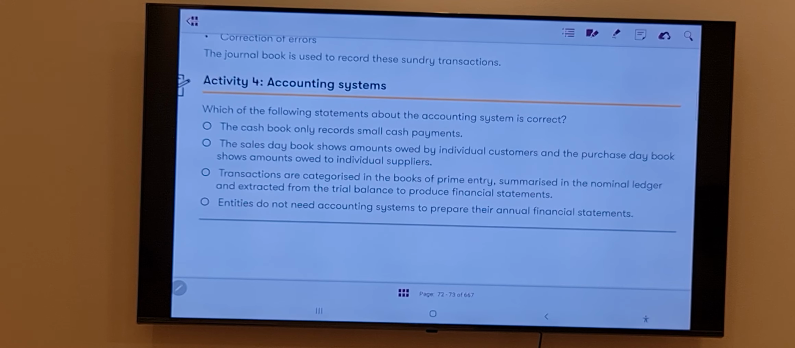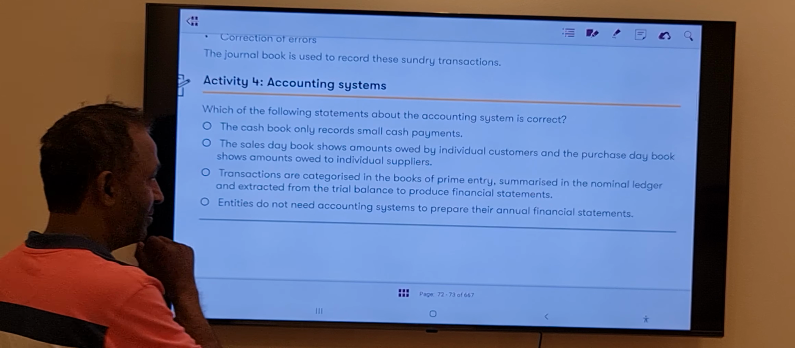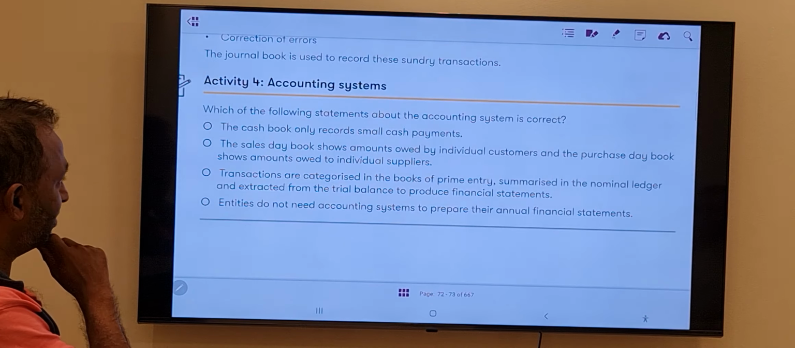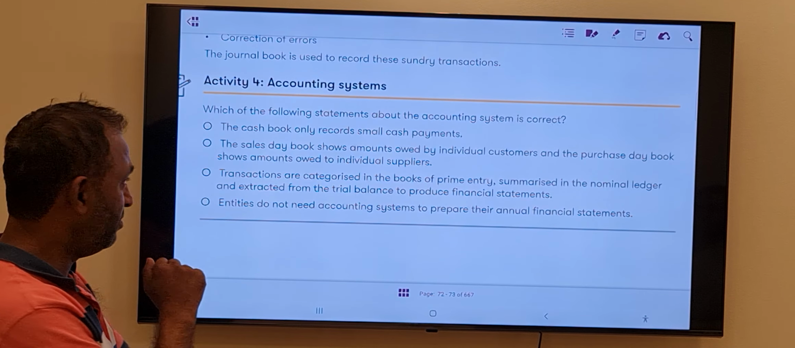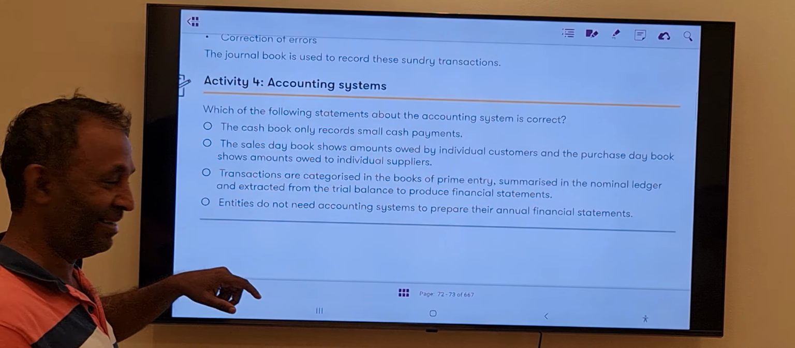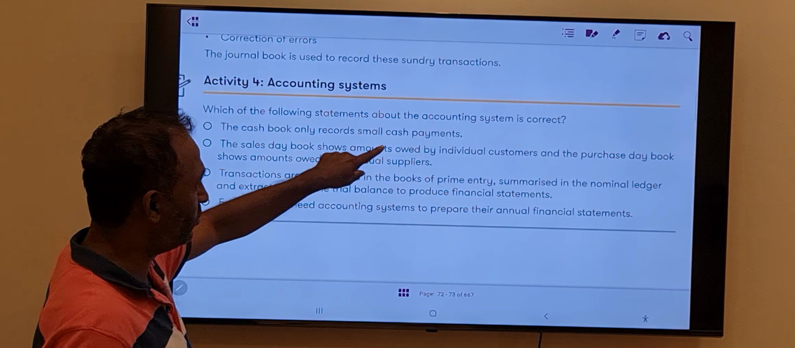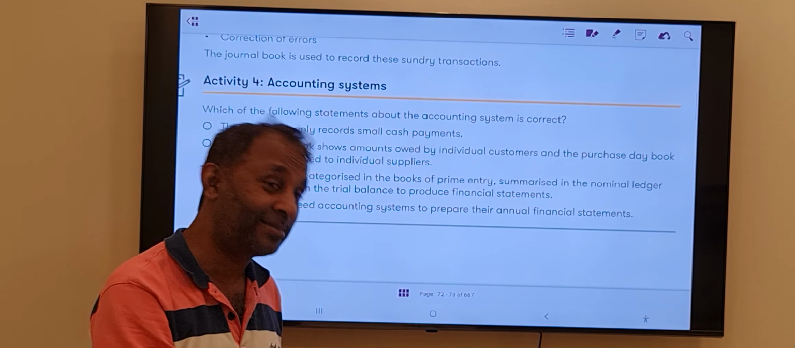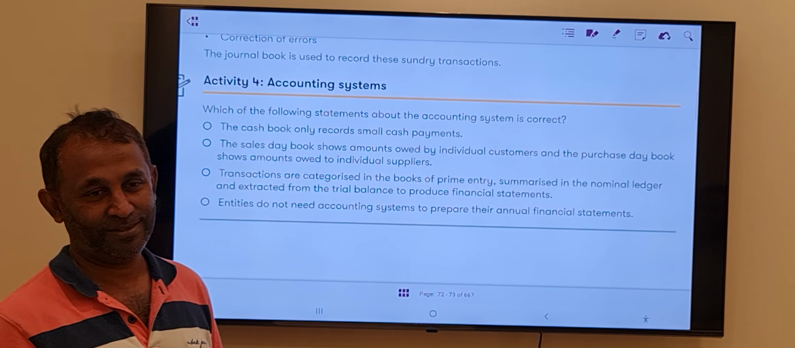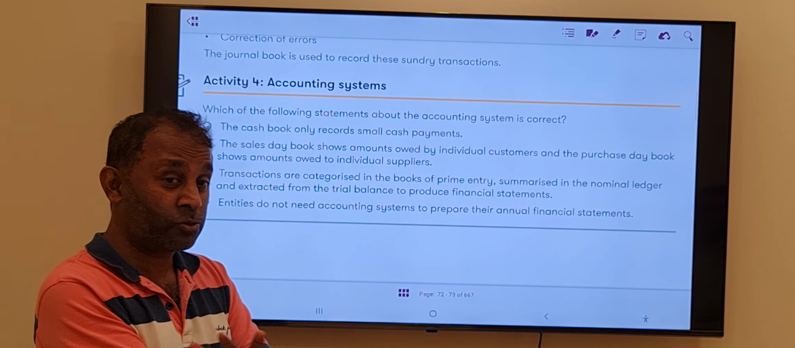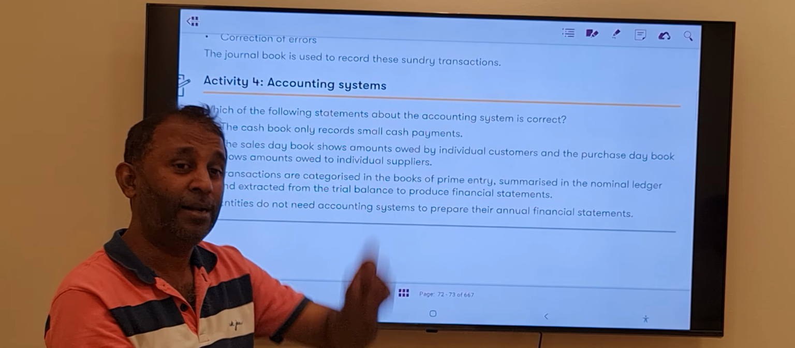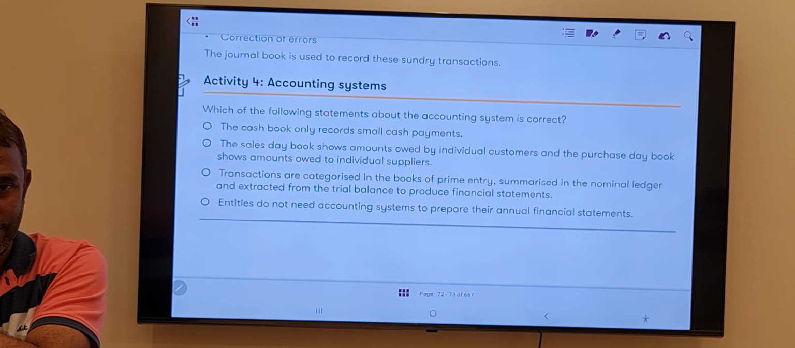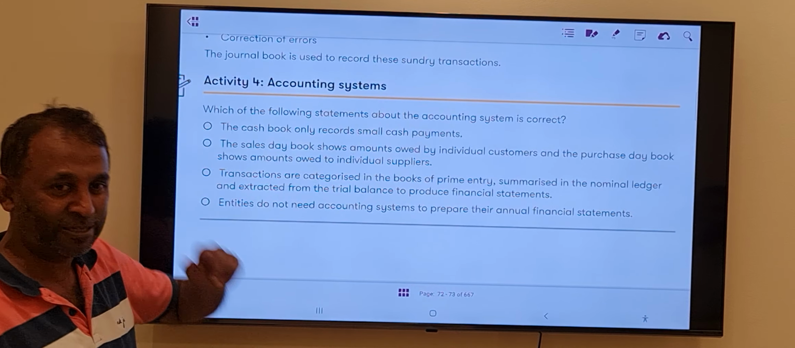So you have two correct answers? No, you should have only one answer. Is 3 also correct? Yes, 3 is correct. 2 can't be correct. Why? They are very tricky here. The sales daybook shows amounts owed by individual customers. It's not about that. The sales daybook shows the credit sales transactions, then we take the total to the ledger. So they are just trying to play with the words.